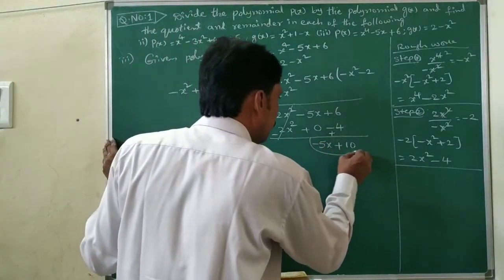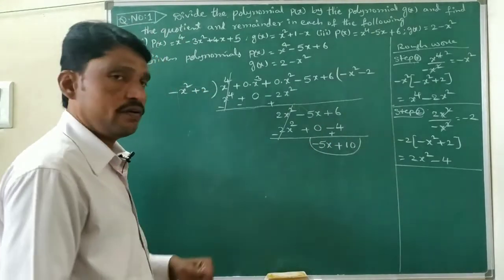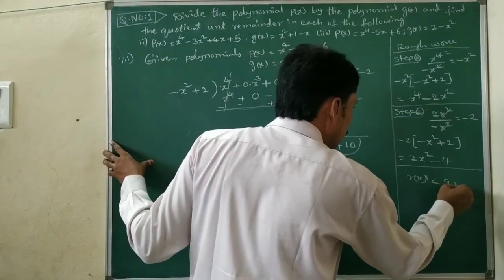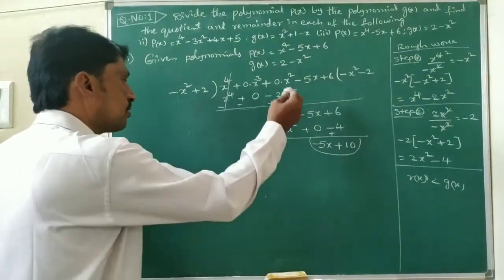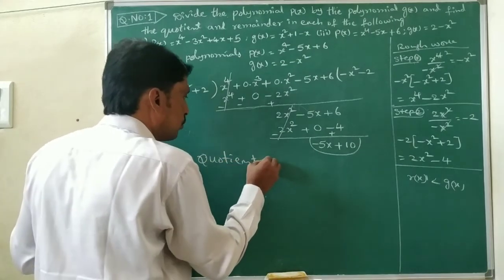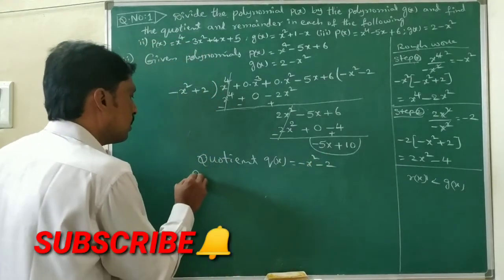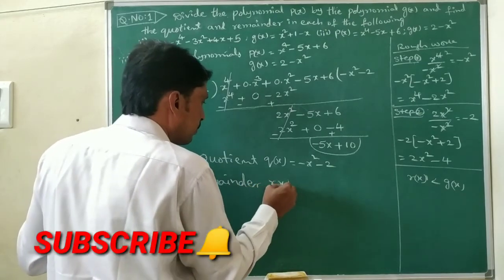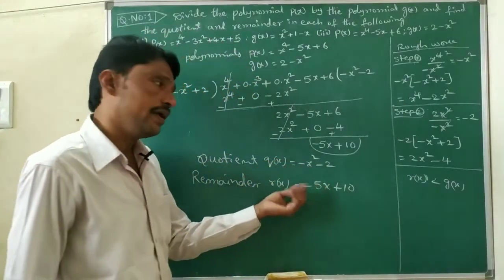This is where it becomes a remainder. Degree of remainder is always less than degree of the divisor. Means r of x less than g of x. The degree of r of x less than degree of g of x. Now we can write it quotient and remainder. Quotient q of x equal minus x square minus 2. Now remainder r of x equal minus 5x plus 10 is the remainder.